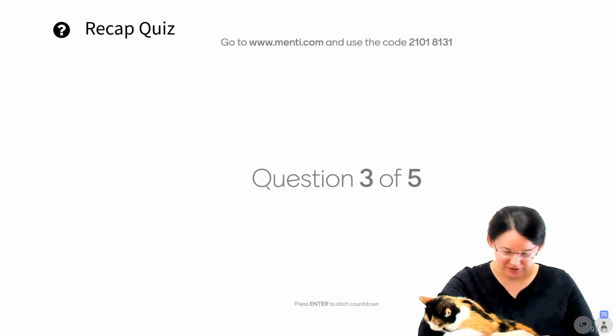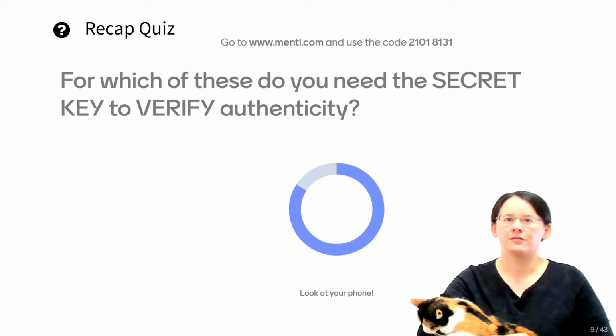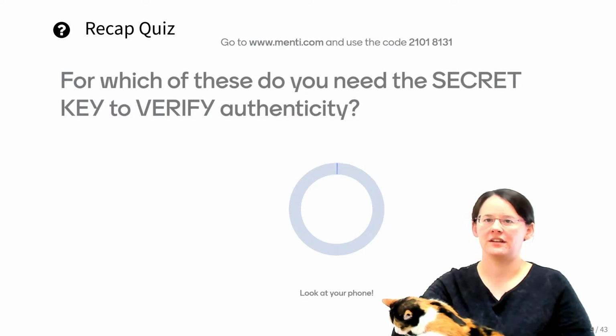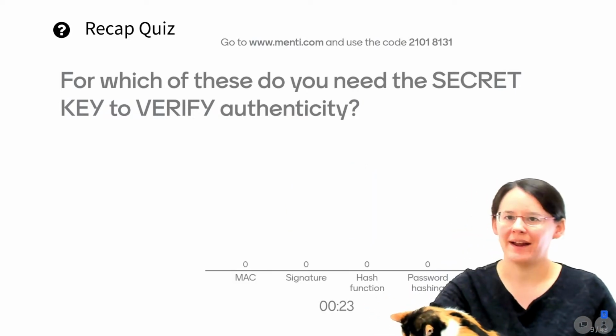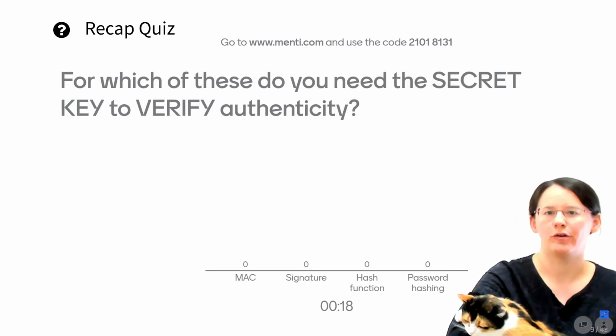Then next one. For which of these do you need the secret key to verify the authenticity? A for MACs, B for signatures, C for hash functions, or D for password hashing?